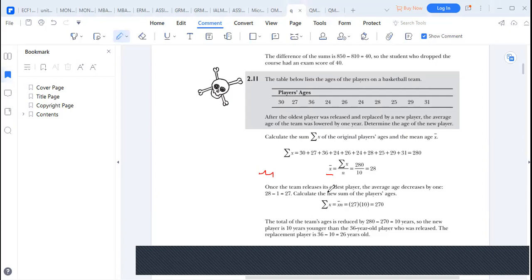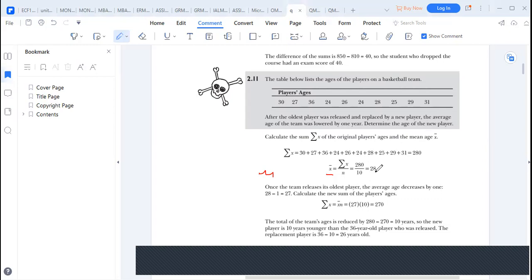So we are told that with this mean, after the oldest player was released and replaced by a new player, the average of the team lowered by 1 year. How then can we calculate the age of the new player? So this is where the confusion starts. So we now calculate first the mean before the new player was replaced. The mean is 280 over 10, which is 28. So the total for the 10 is 280.